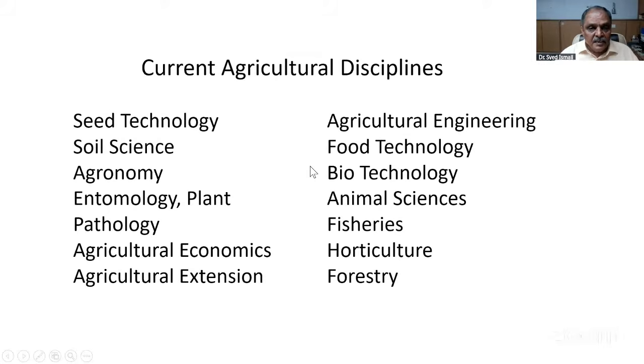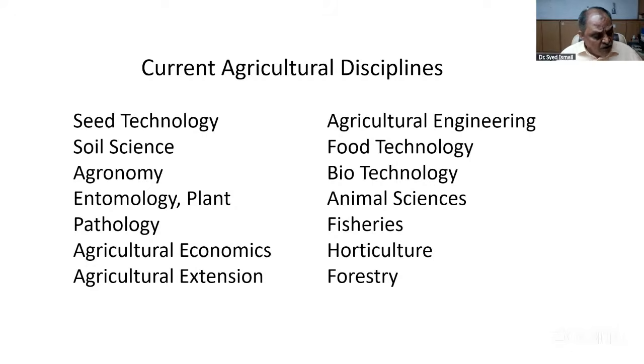Let us see the next one. Current agriculture disciplines, what we have. Seed technology is very important. You see, seed, water, nutrient, that's all. The plant grows, of course, with sunlight and whatever is required. Then you have soil science, agronomy, entomology, plant pathology, agriculture economics, agriculture extension, agriculture engineering, food technology, biotechnology, animal sciences, fisheries, horticulture, forestry.